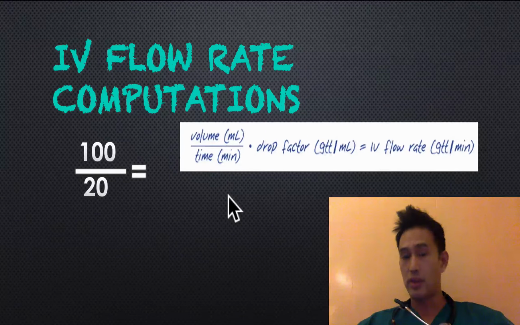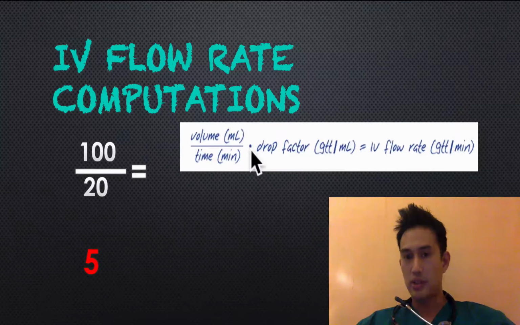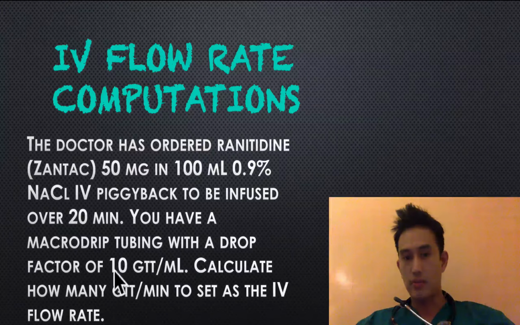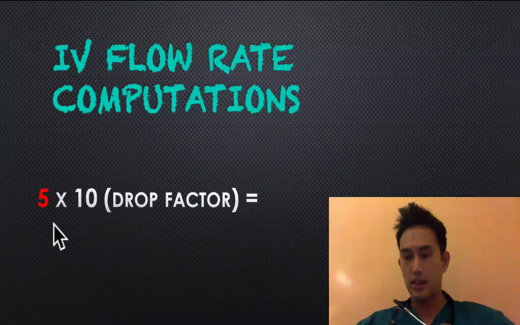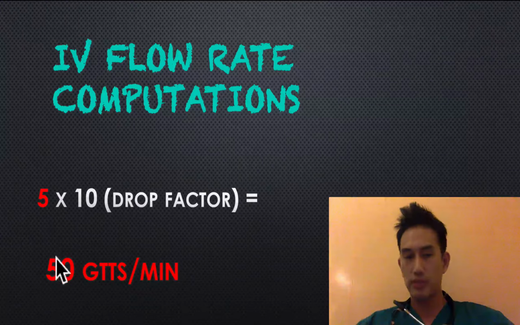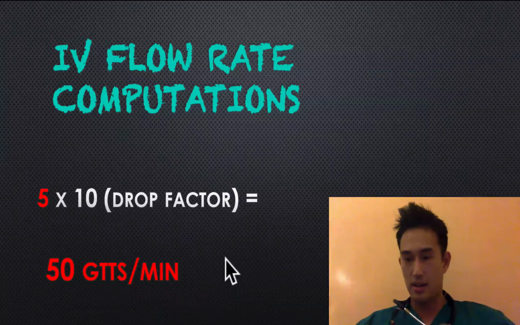So 100 divided by 20 equals 5. Now that's this step. We still have to multiply times the drop factor. The drop factor was 10, so all we have to do is 5 times 10. So 5 times 10 equals 50 drops per minute.